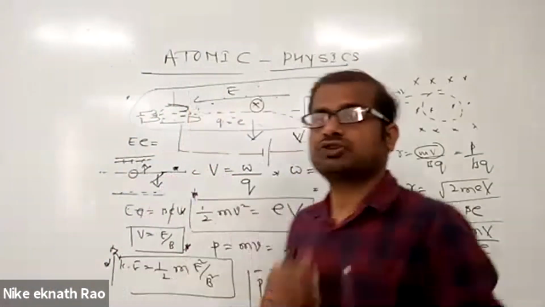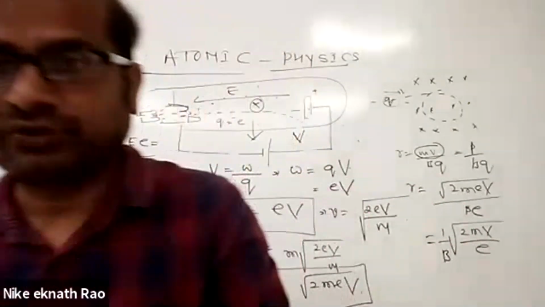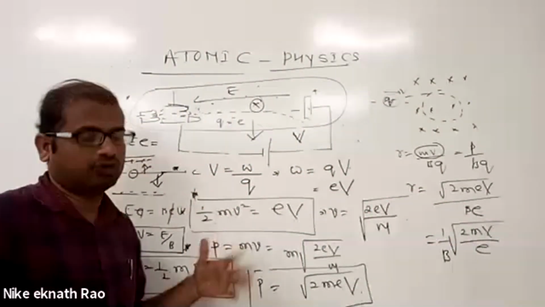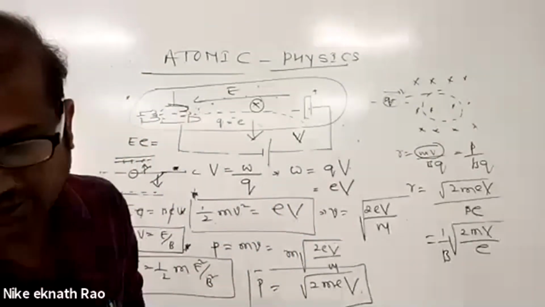Then the next scientist, who was doing the alpha scattering experiment, Rutherford, came into the picture. Rutherford said that the model cannot be like this, as the stability of the atom was not explained here.